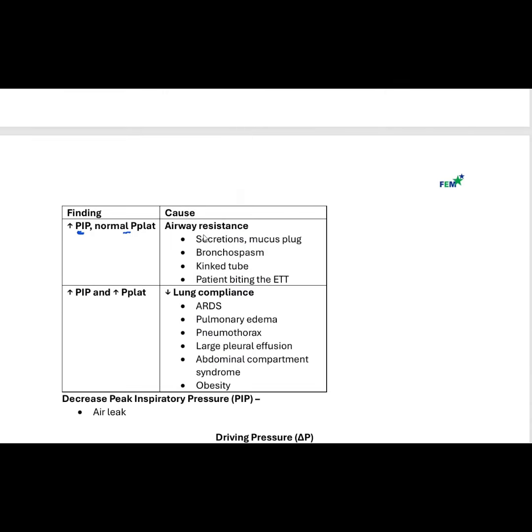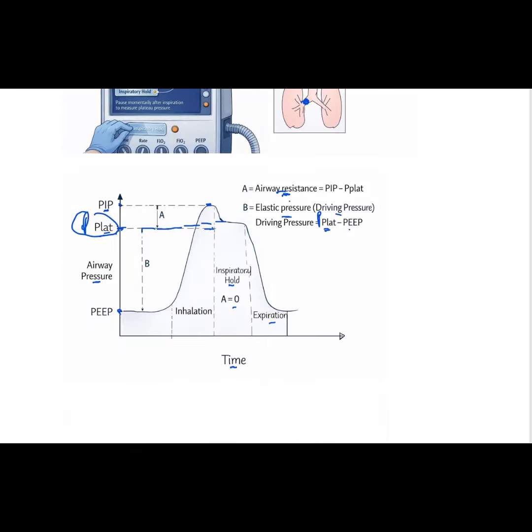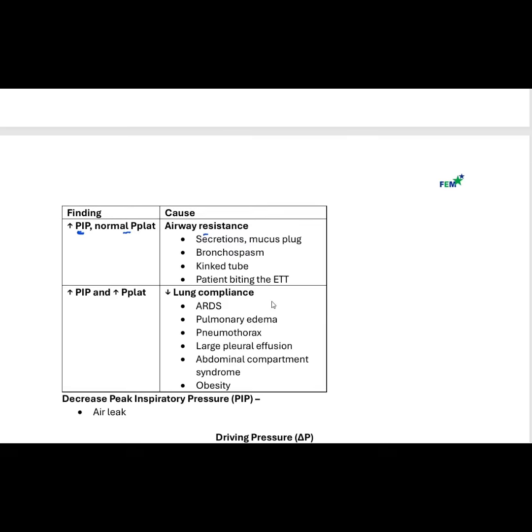When we look at the airway resistance problem, we can start from the tubing, from the ventilator all the way to the airway. Maybe there's a kink in the tubing, or the HME is blocked with a lot of secretion, which could increase the airway resistance. Or maybe the patient is biting down on the ET tube, or there's a big mucus plug. Or the patient is having bronchospasm, like in asthma exacerbation or COPD exacerbation.